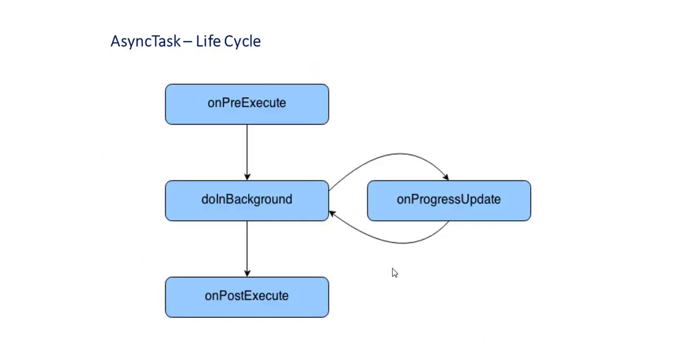So this particular session we are going to divide into parts. First, we will try to understand what is asynchronous task. In the later part, we will see how to implement SQLite database in our application. And in the third part, we will see how to bring asynchronous task with the SQLite together. Okay, so let's first try to understand what is asynchronous task.